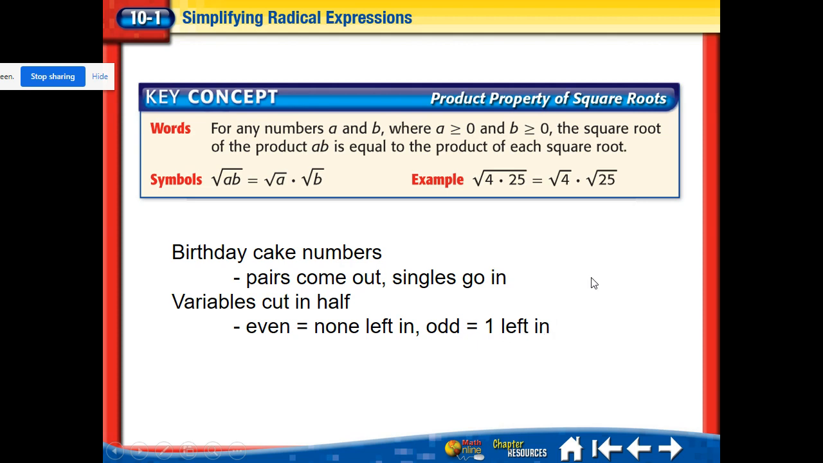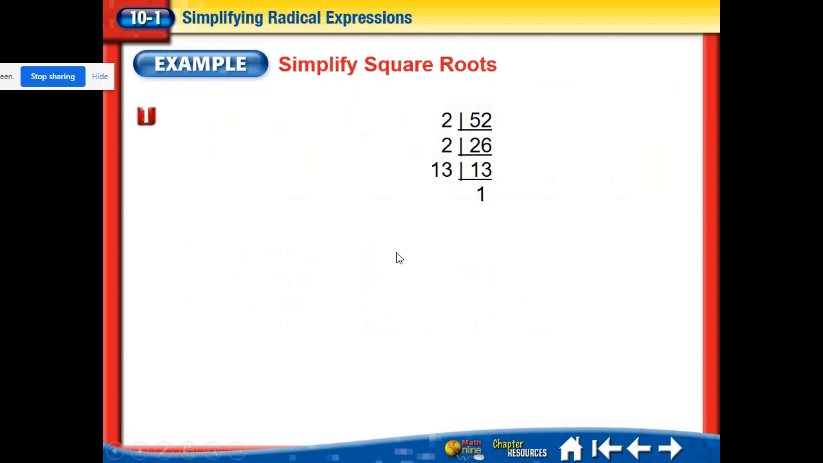So let me show you how this works. Here we have simplify the square root of 52. Now again, I did an upside down birthday cake. It's easier for me to do on the computer. So 2 goes into 52, gives me 26. And then 2 goes into 26, 13. Again, they're all even, so I got 13. Nothing goes into 13 except for 1, and I get my candle here.